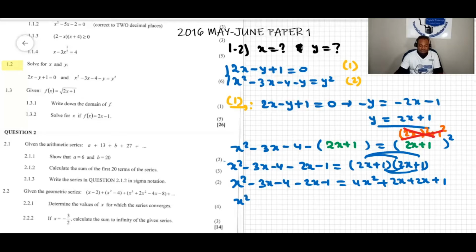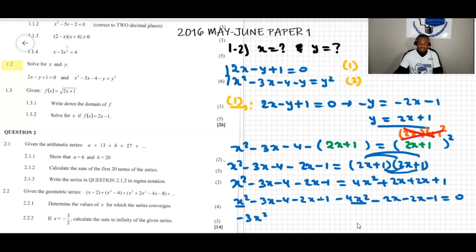That means x squared minus 3x minus 4 minus 2x minus 1 minus 4x squared minus 2x plus 1 equal to minus 1, minus 1 equal to 0. Now let's combine like terms. We have x squared here and a negative 4x squared. Those terms end with x squared, so they can be combined. They will make negative 3x squared.